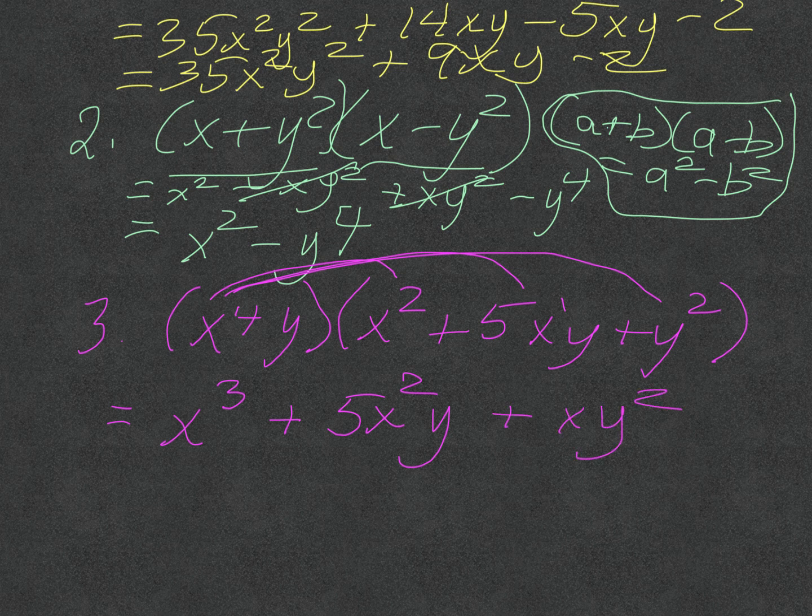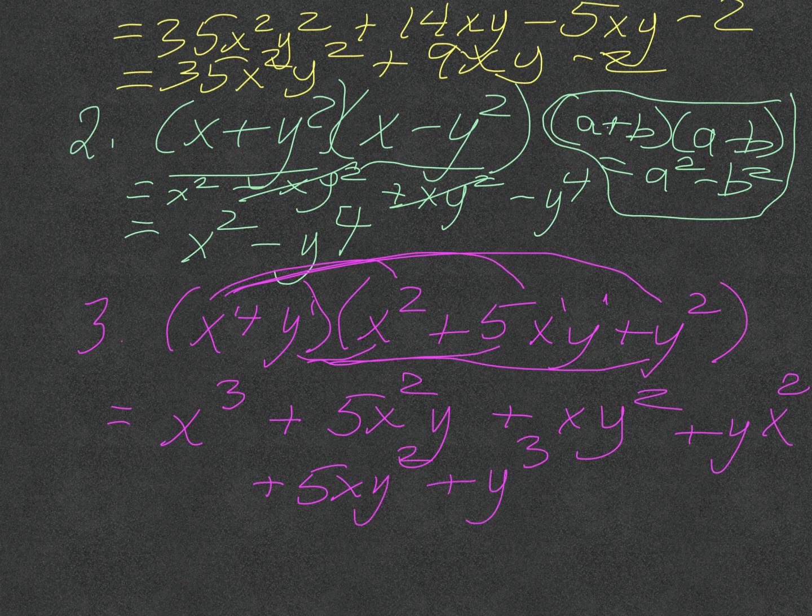All right. And then you take the y times everything. Again, that's a y to the 1st. So you'll get y x squared, so plus y x squared plus 5xy squared plus y cubed. Now, you have to look at this very carefully.